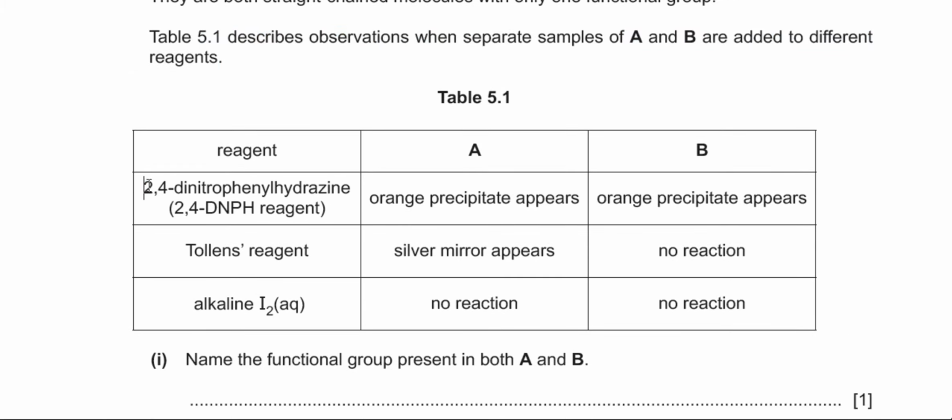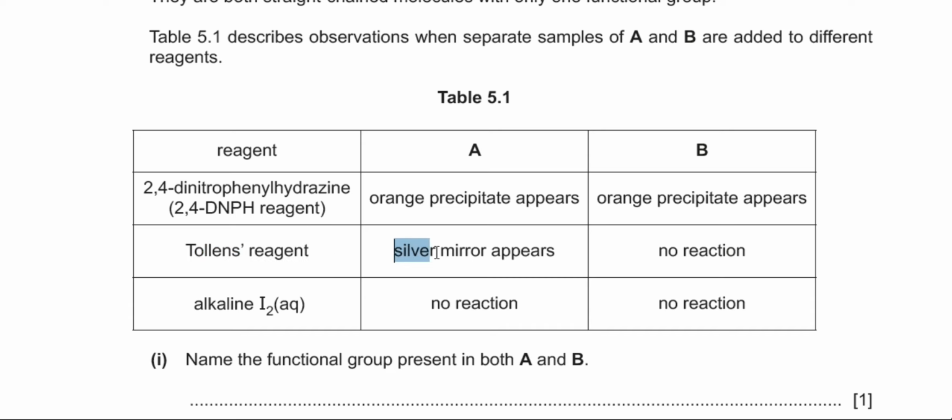So first of all, he added 2,4-dinitrophenylhydrazine, which is shortly called 2,4-DNPH reagent. And remember, this reagent is used to check the presence of a carbonyl group, C double bond O. So if an orange precipitate appears, then it confirms the presence of C double bond O. So in A and in B, both have a C double bond O, so A and B both are carbonyl compounds. Then the Tollens reagent is used to confirm the presence of aldehyde.